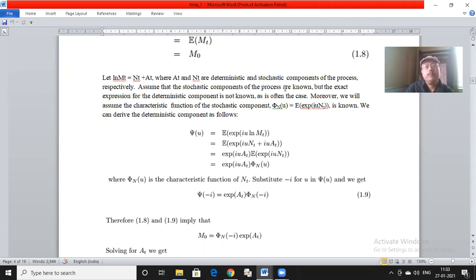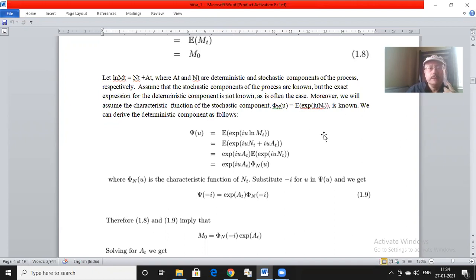First, assume that the stochastic component is known. So I know the process, the stochastic component's process. But I do not know the exact expression for the deterministic component. So AT, I need to evaluate. Moreover, we assume that for NT, the characteristic function phi n is also known. So I know the process, I know the characteristic function. The characteristic function of NT, that stochastic component, is known. We will use that to derive the deterministic component.